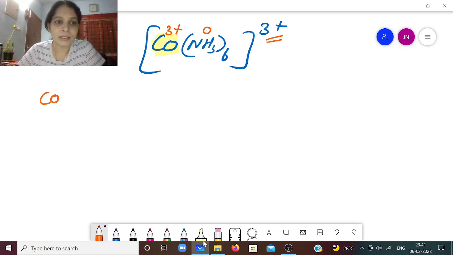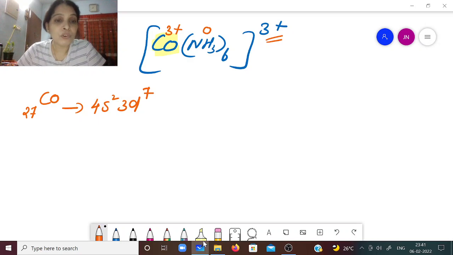atomic number of cobalt, which is 27. So the valence electronic configuration will be 4s2 3d7. It is easy to understand, children, not at all difficult. Like if the atomic number is 27, the valence electronic configuration will be 4s2 3d7. If it is 28, 4s2 3d8, like that.